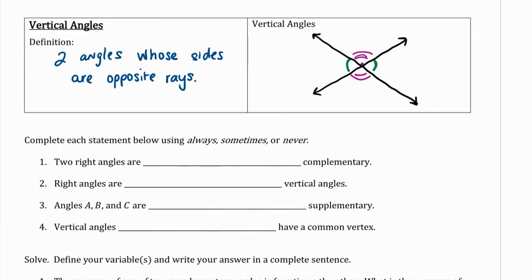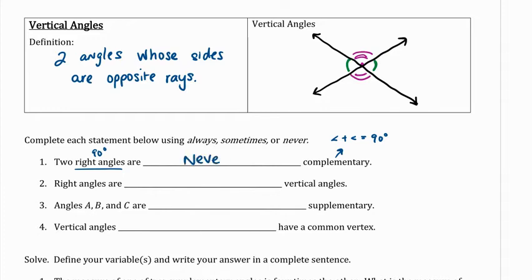If I've got two right angles, meaning they're both 90 degrees, right? Those two right angles are always, sometimes, or never complementary. Well, in order to be complementary, an angle plus an angle has to equal 90 degrees, right? But if I'm looking at two right angles, I can't ever get two right angles to be complementary. That would never work, right?